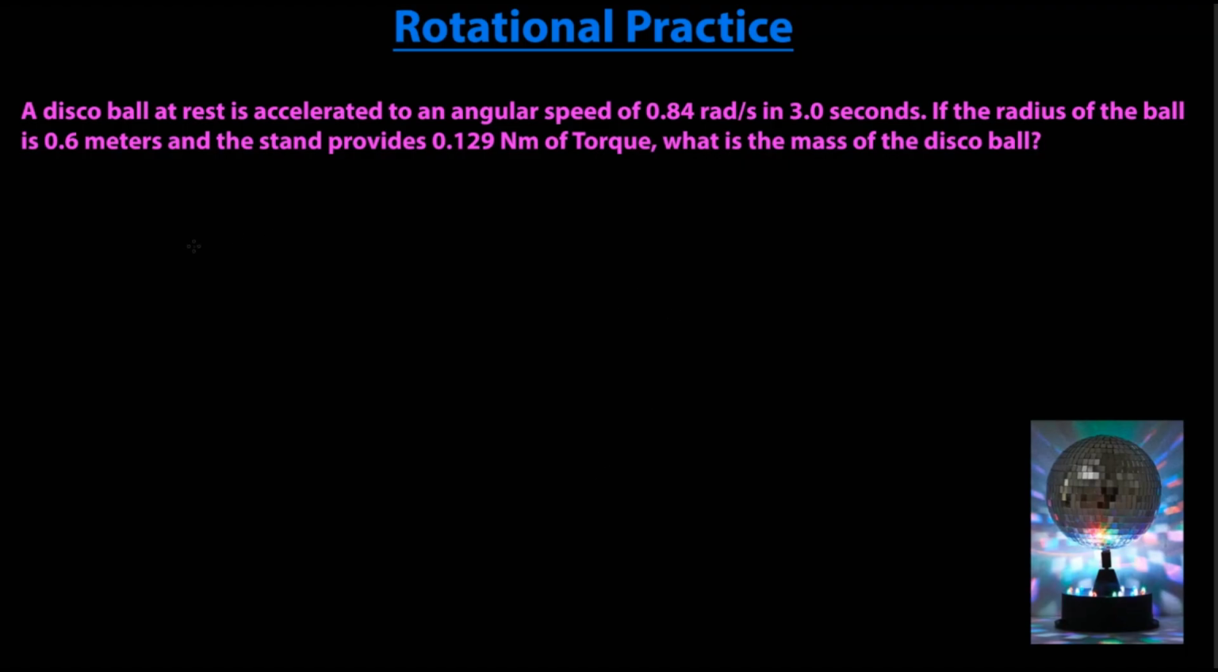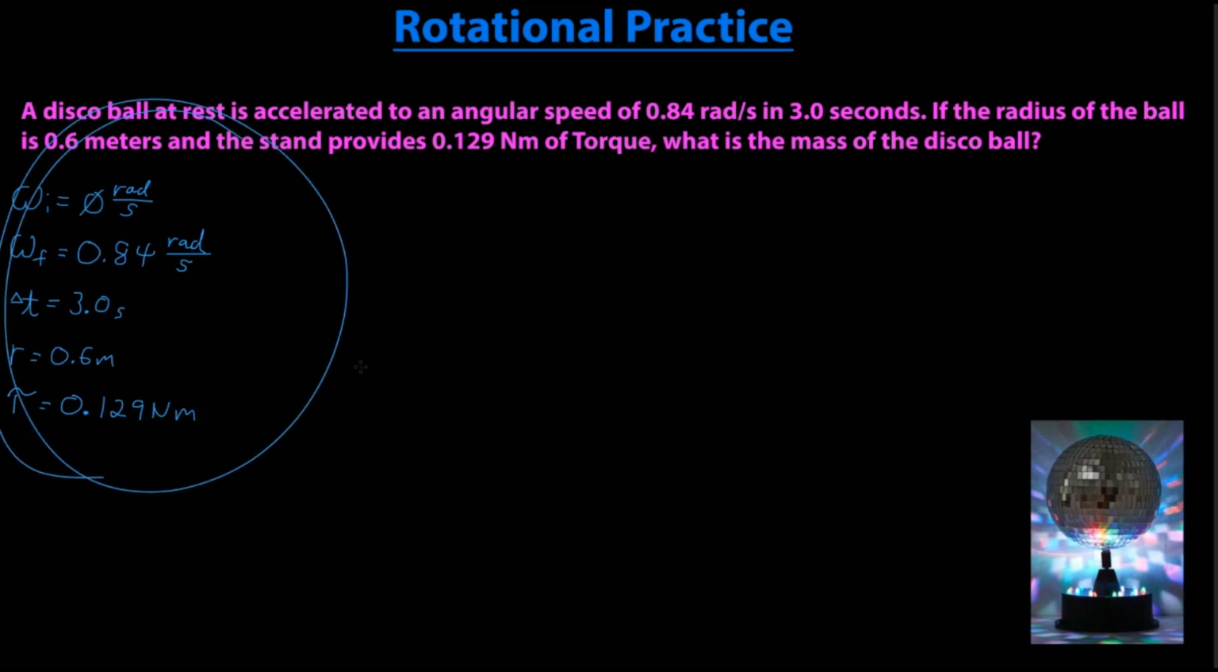Number 1, list givens. First, at rest, omega initial is 0 radians per second. Omega final is 0.84 radians per second, which is pretty slow, which makes sense because disco balls typically revolve fairly slowly. We are given a time of 3 seconds. We are given a radius of 0.6 meters, and we are flat out handed the torque, 0.129 newton meters.